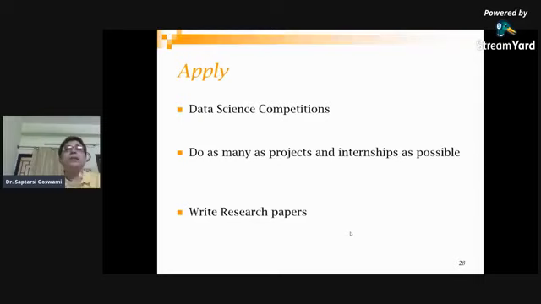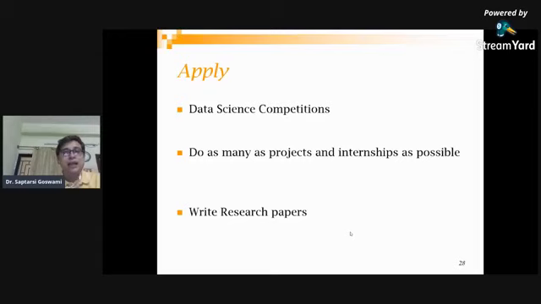There are beautiful data sets available, beautiful competitions available, where you can learn from other people's work. You can actually have some real life data. Do as many projects and internships as possible. Get any opportunity, try to get into projects, ask people if they can give you an internship, and then write research papers. These are some of the guidelines that I would like to tell you.